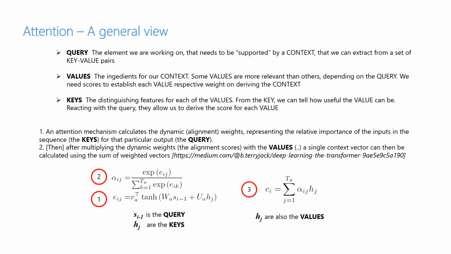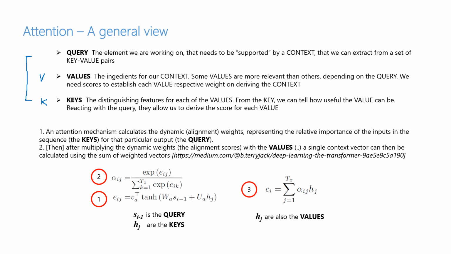Just to recap, the query is the problem at hand, the piece of information that we are processing. The values are the data that could help us in processing the query, and the keys are, for each of the values, the information and the data that reacting with the query can tell us which one of the values are the more useful and more relevant.